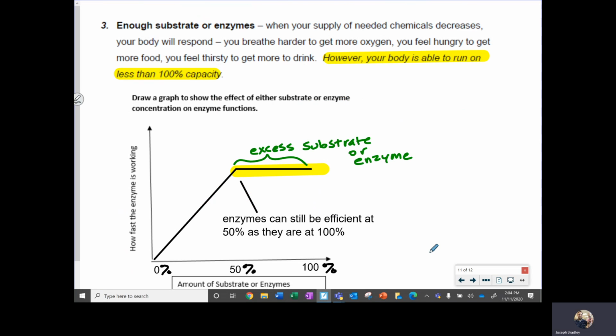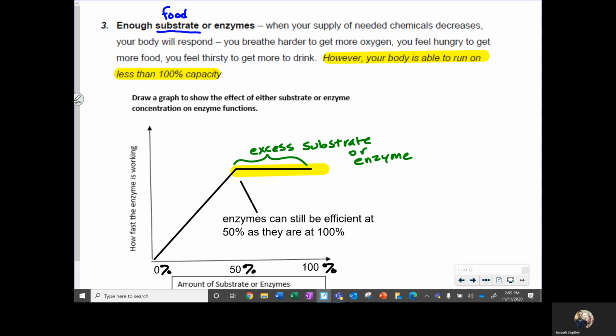So you also need to have enough substrate. When you get hungry, your body tells you, hey, I need more food. And that food are your substrates. So the substrates, this is your food. When you need to eat or you need to drink, your body tells you that.